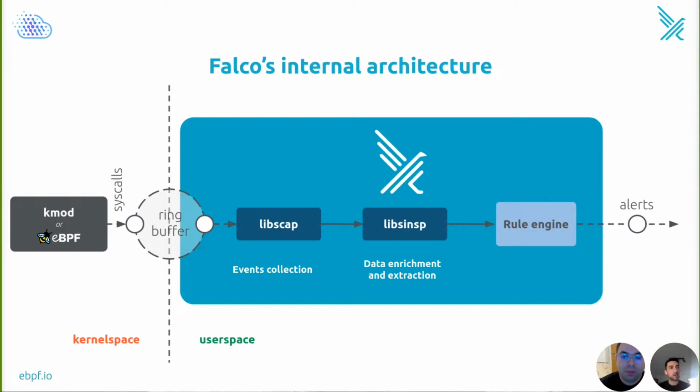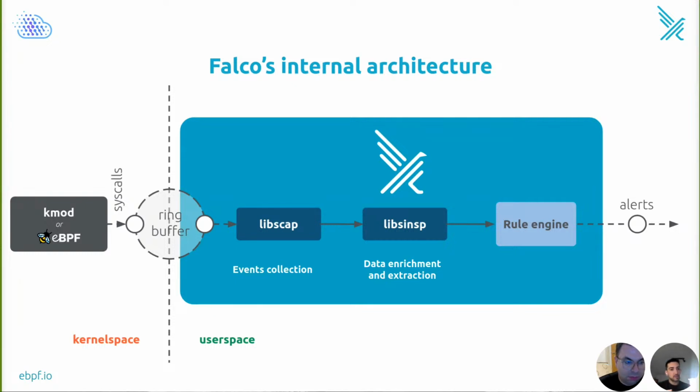All remaining actions, for example the checks, the collection of metadata, the comparisons with the rule engine, everything is made in the user space for security purposes and also for performance purposes. By having this kind of architecture, we are sure we will not impact the kernel performance.